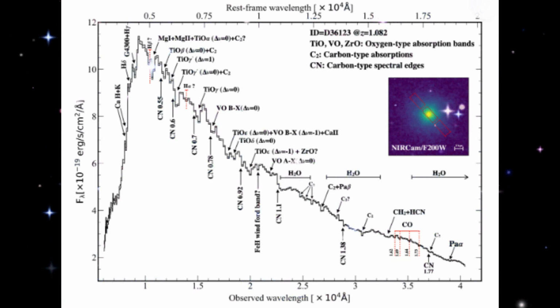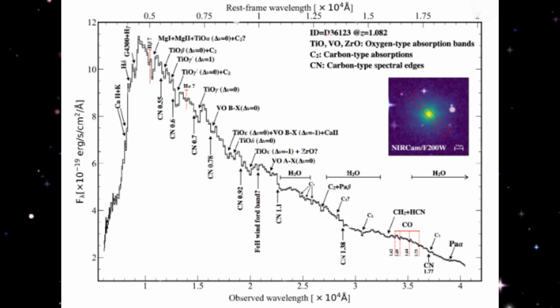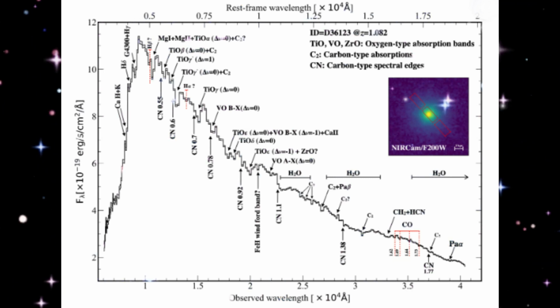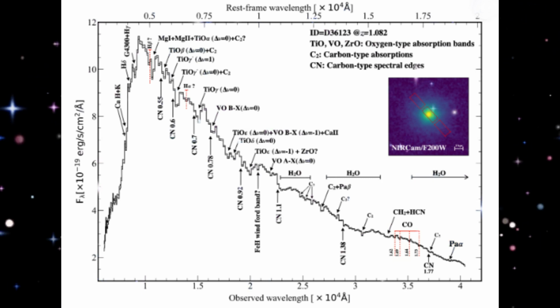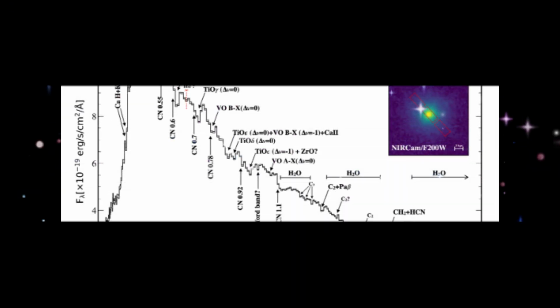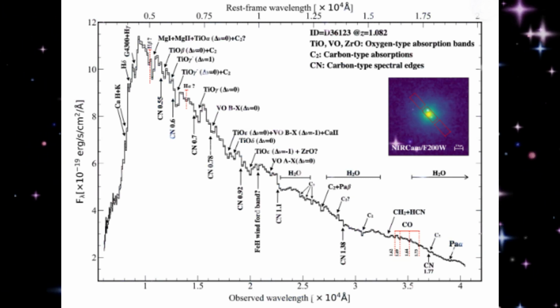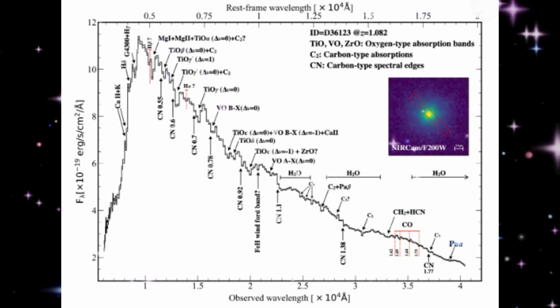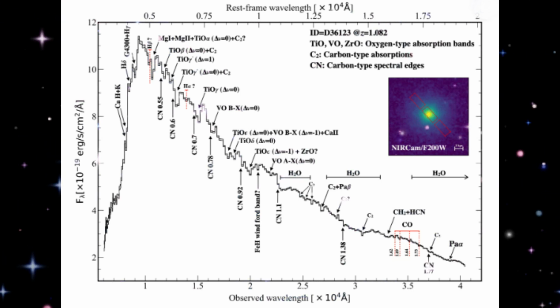Numerous broad absorption features and spectral discontinuities in the near-infrared region, specifically linked to AGB stars, are clearly detected. Notably, this is the first time these molecular absorptions, such as TiO, CN, and C2, have been observed in the spectrum of a distant galaxy. The presence of additional spectral features, including VO and ZrO, further highlights the significance of the AGB phase in these galaxies' spectral characteristics. An inset from the JWST and NIRCam imaging shows the compact, quiescent morphology of galaxy D36123, offering a visual confirmation of its structural properties.